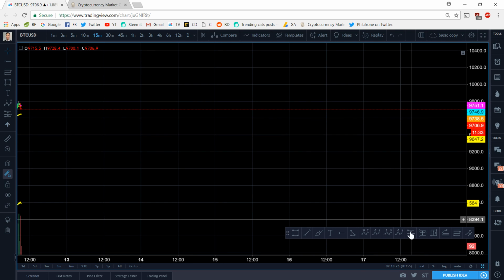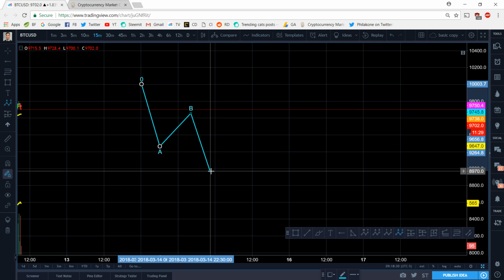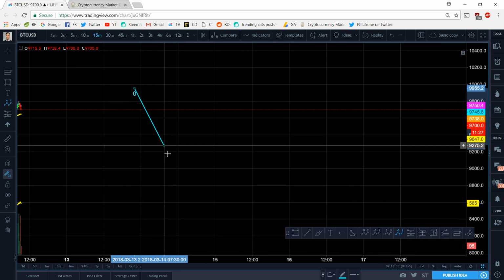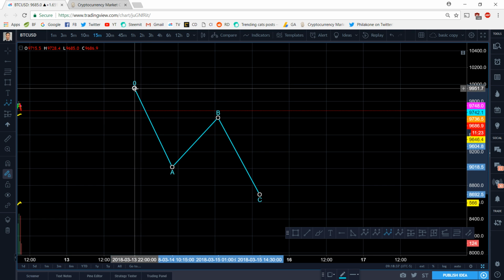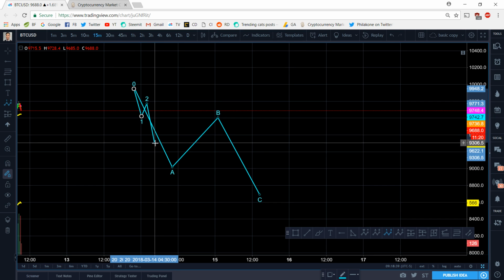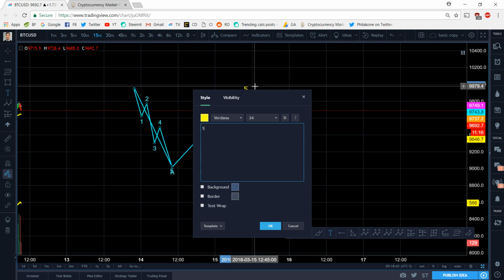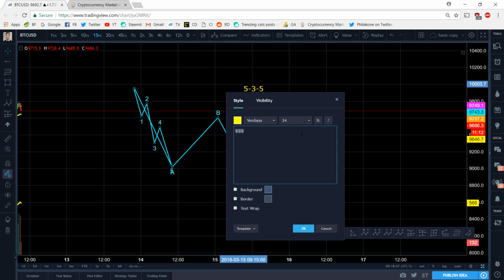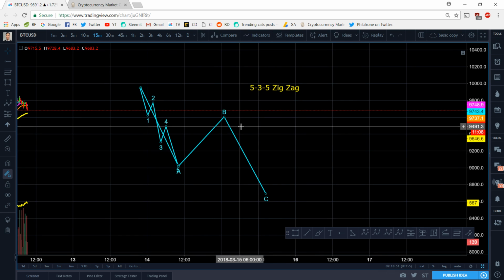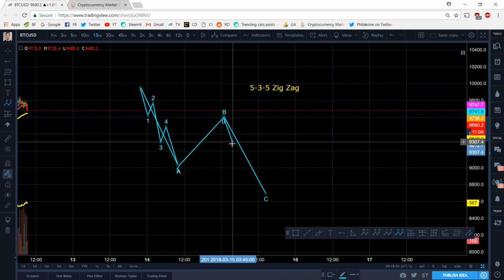So when we have our ABC correction, it can be seen as many different structures. The most typical ABC scenario that we see is like this. We see a possible 5 waves coming down, called a normal 5-3-5. And let me write this down for you guys. This is called a 5-3-5 zigzag correction. Actually, I should write all of it. 5-3-5 zigzag, and the B usually has, I'll talk about the characteristics of B in a second.